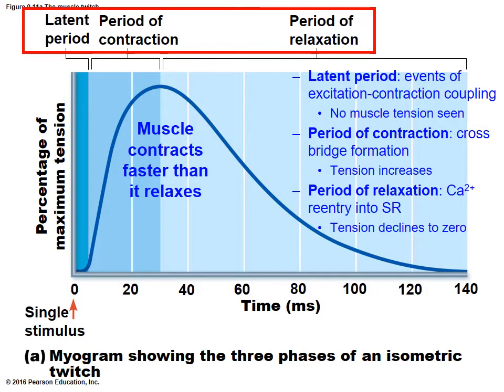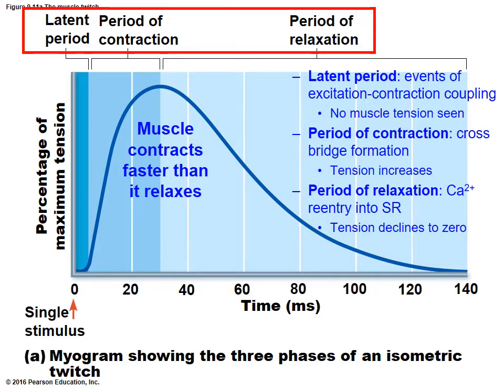So here, for instance, we have a typical myogram. And on this myogram, what you want to notice is that you have three particular phases that the muscle is going to go through. You have the latent period, the period of contraction, and the period of relaxation. Now notice how you have a single stimulus that sets off at time 0, and the muscle will go ahead and react to that stimulus. And as it's increasing its tension, it's going to first encounter the latent period.